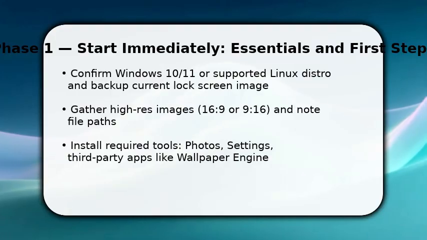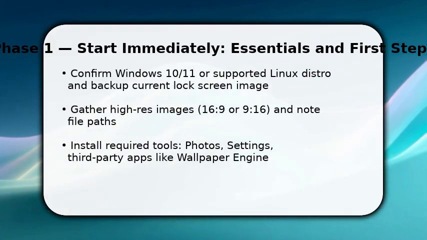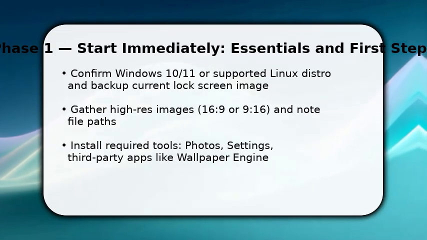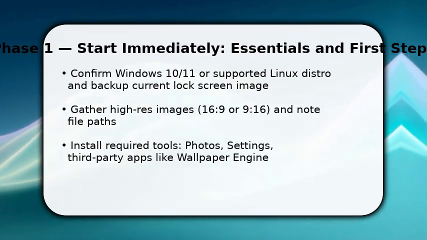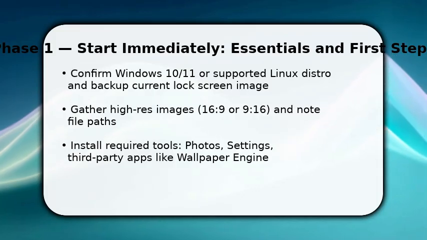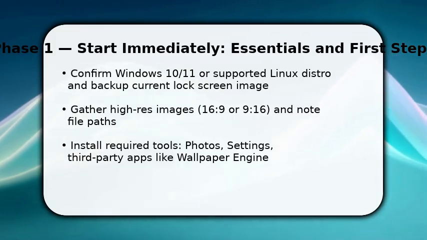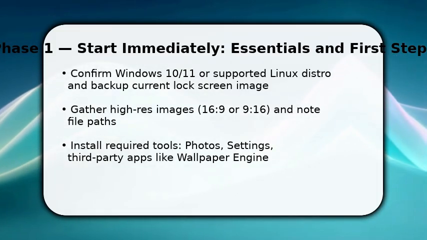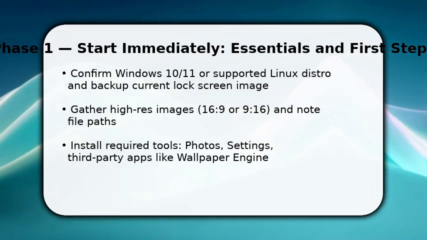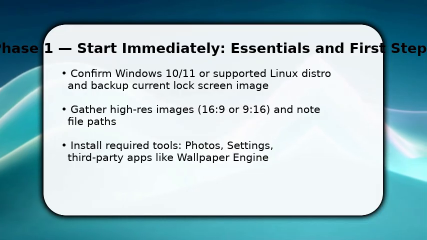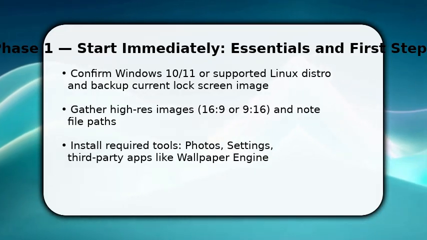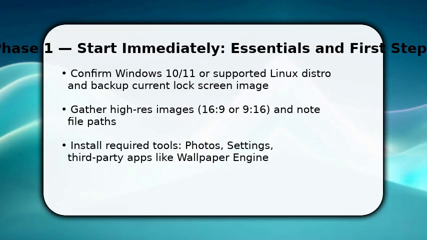Enjoy the video. You begin by verifying your system and backing up the current lock screen. This prevents lost settings. Next, collect high-resolution images and save clear file paths so Windows or Linux can find them. Install any helper apps now, for example, Wallpaper Engine or a lock screen manager, because once done you'll need them configured. Make sure your account has admin rights, otherwise some changes won't apply.